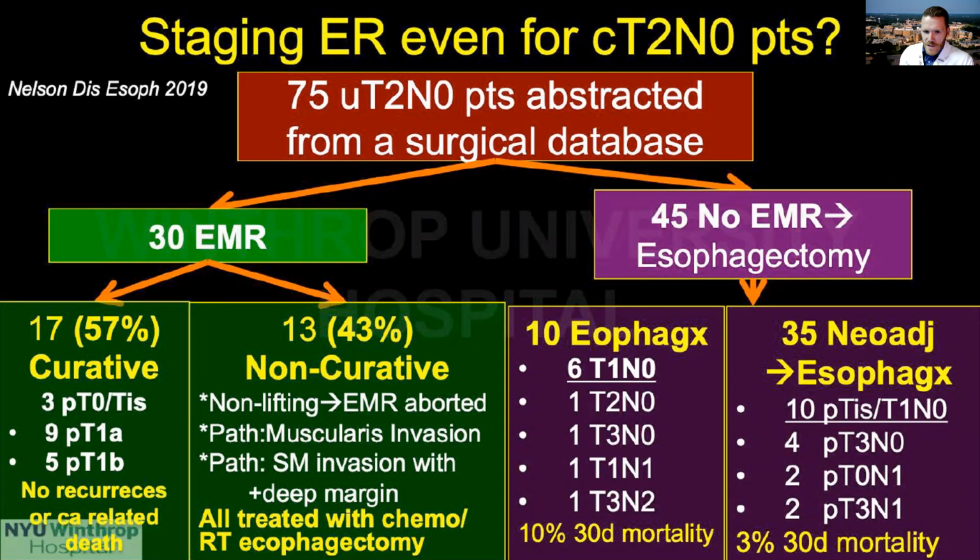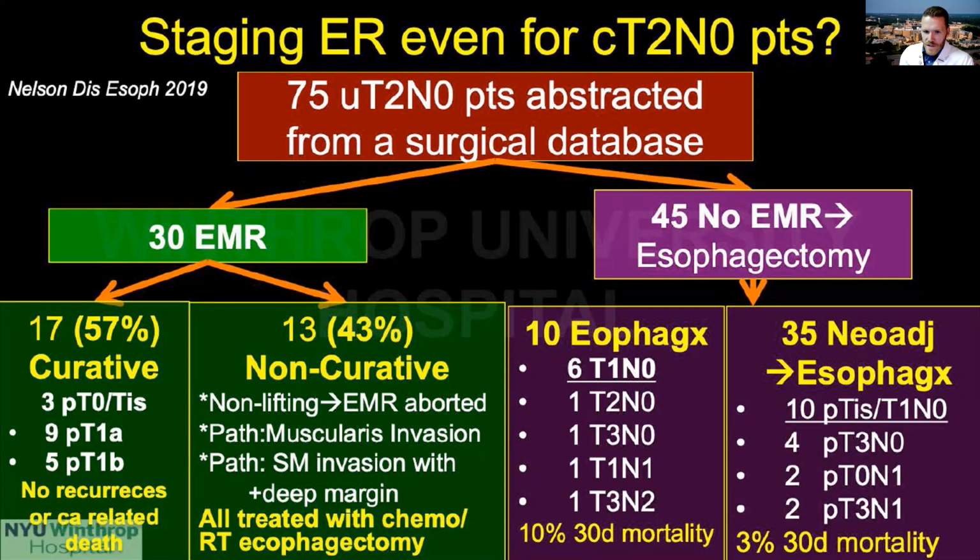And so this is from MD Anderson, and basically they had a group, 75 ultrasound T2 and zeros, and they were treated different ways, and what were the outcomes? So these are small numbers, but this is meant to sort of give you an idea of what might be down each of these pathways if you wanted to treat patients like this. So in the case of the 30 that went to EMR, 17 of those were curative. They wound up having T1A or superficial T1B tumors that didn't require other treatment. 13% were not. They couldn't lift, they had to abort, they invaded the muscle, and those patients went on to further treatment.